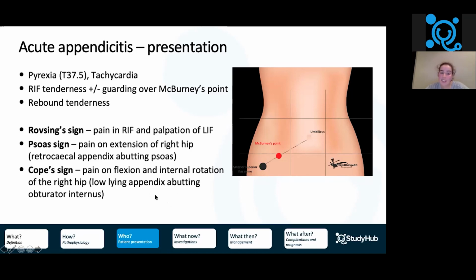So Rovsing sign is patients having pain in the right iliac fossa on palpation of the left iliac fossa. The psoas sign is where patients have pain on extension of the right hip, and that suggests a posterior retrocecal appendix. And Cope sign is when patients have pain on flexion and internal rotation of the right hip, and that's due to an appendix abutting the obturator internus.